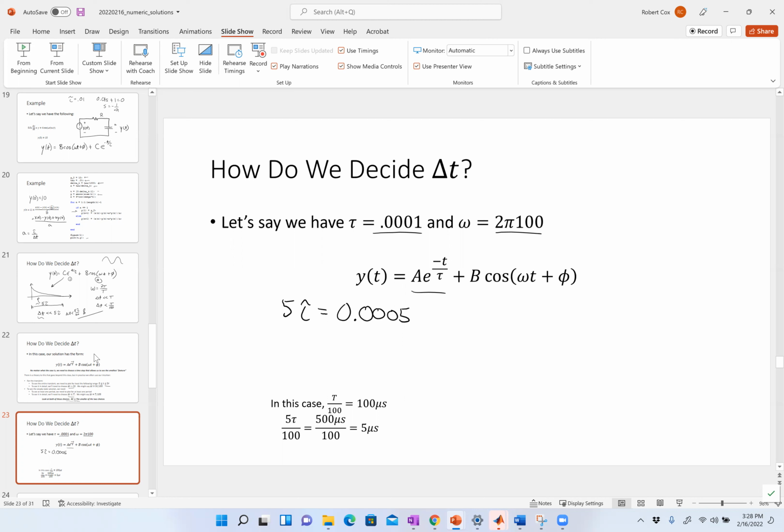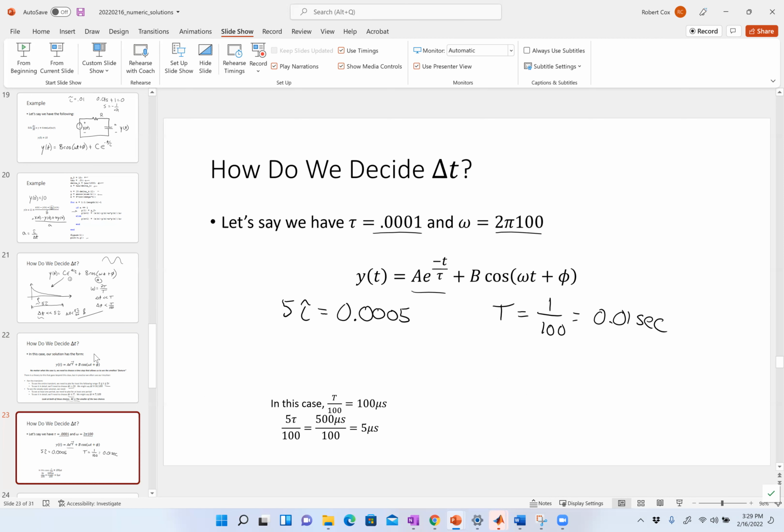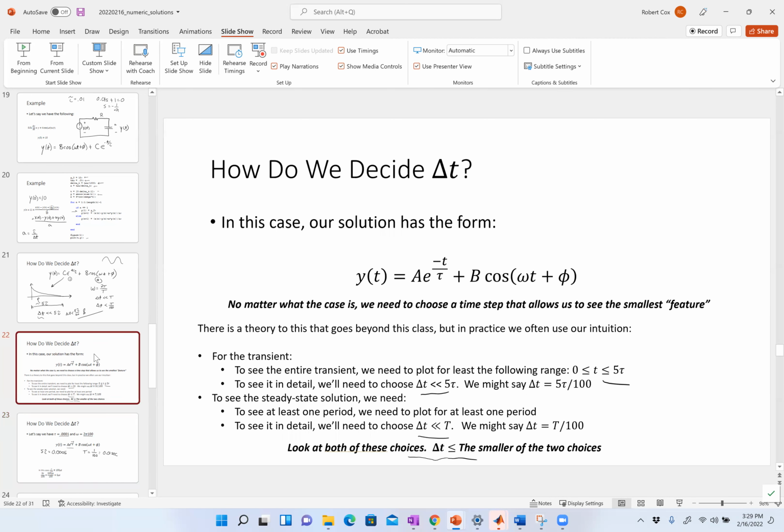Now, what's the period of this cosine? 2 pi over omega. So if I have 2 pi times 100, that's 1 over 100, or 0.01 seconds. So if I go back to my two constraints, I need to be able to see the smallest of those two. I wanted to choose delta t much, much less than 5 tau and make sure that delta t is much, much less than a period. Looking at the two choices, I need to make sure I choose the smaller of the two.